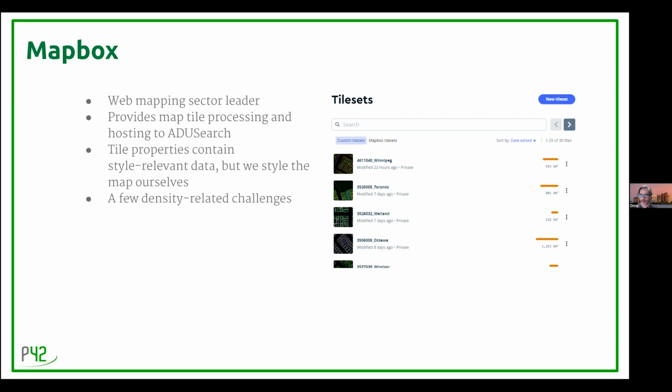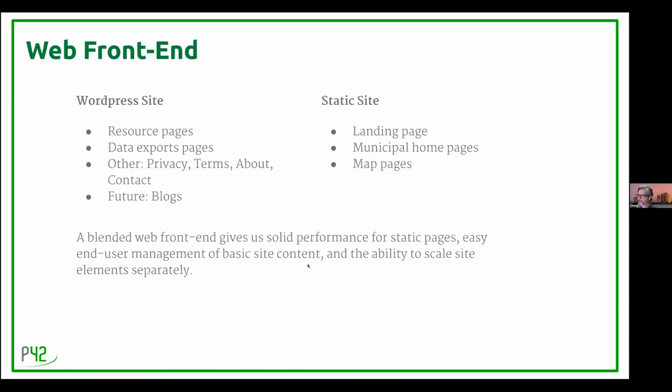So that may be something that is valuable to you in the future if you ever work with Mapbox when you're estimating those costs. And finally, the web front end is the visualization tool, and we split that into 2 subcomponents as well. We have a static site, which is the landing page, all municipal home pages, and all map pages. And the WordPress site is basically for everyone else.